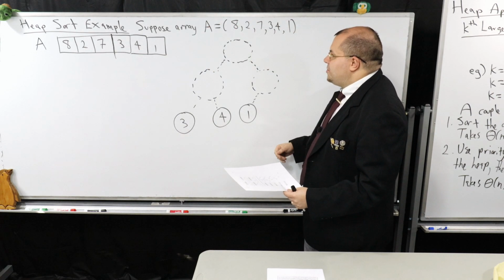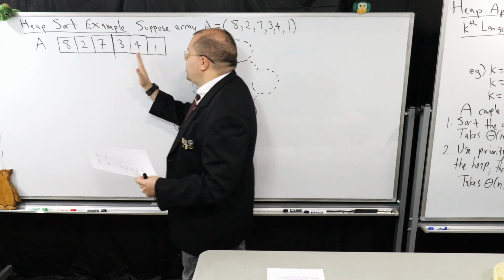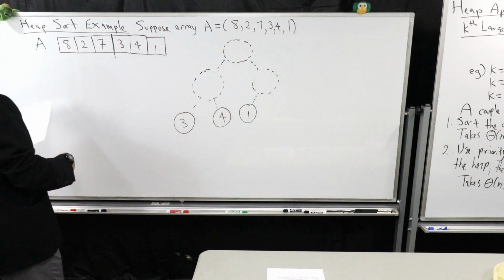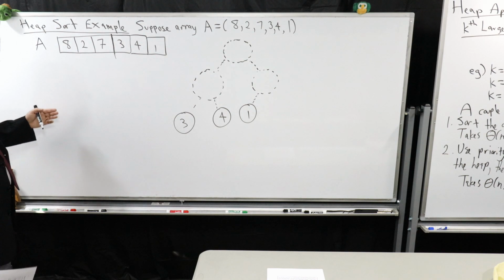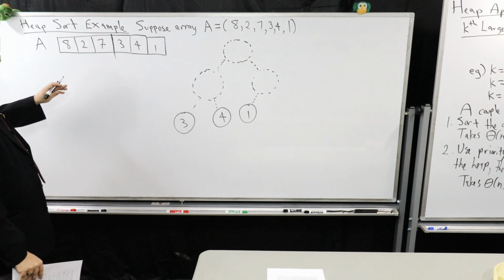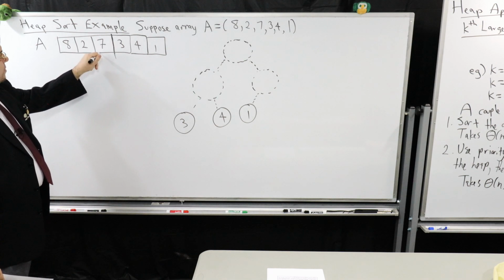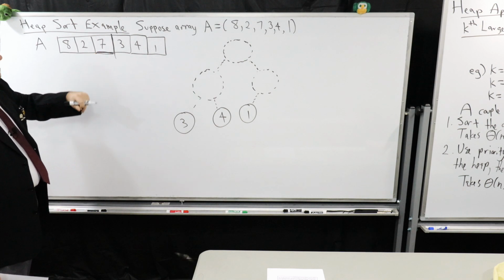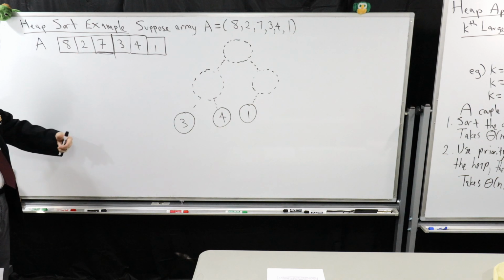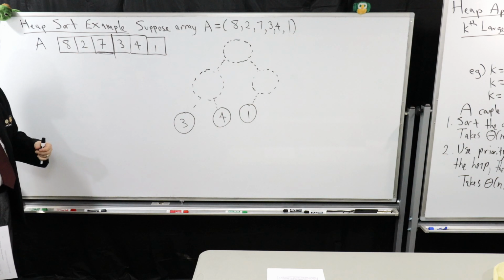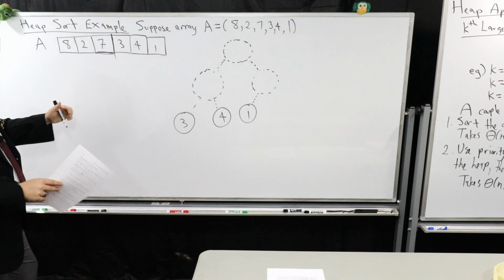So remember, it's about the middle. It's the floor of (n minus 2) over 2. If I have n elements, in this case I have 6 elements, that'll get me to right here. So my start index will be right here. What I'm going to do is incorporate each one of these, and then perform a bubbling process to get each into the right spot. So let's see here.